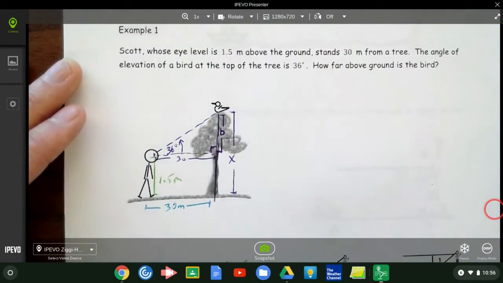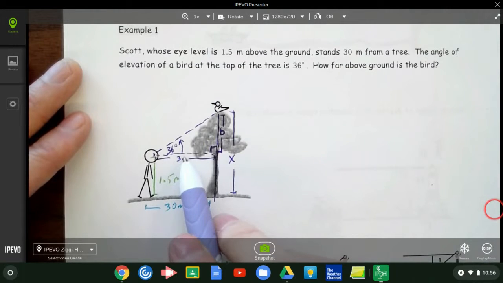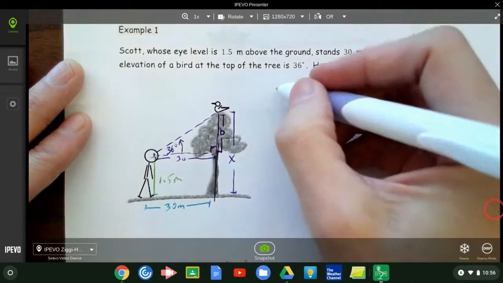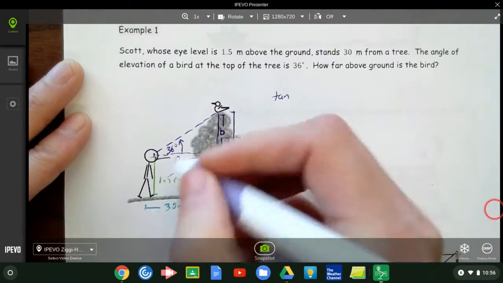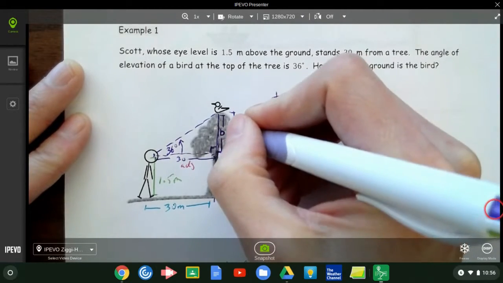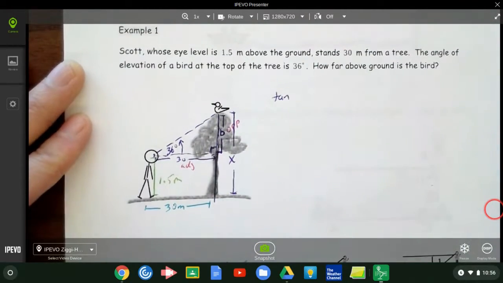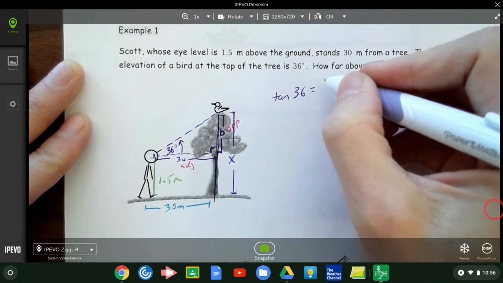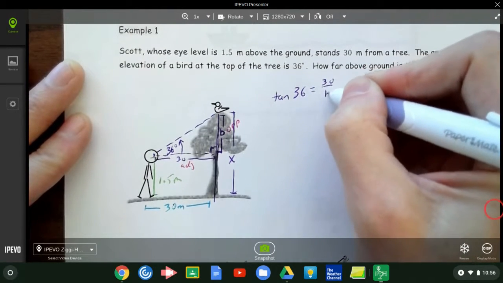Okay? So I can do that since I have my adjacent and I'm looking for the opposite. That's going to be my tangent function. So the tangent function, I'll write that in. This is my adjacent side. This is my opposite side. So I know I'm going to use my tangent function. Tangent of 36 equals adjacent over opposite.